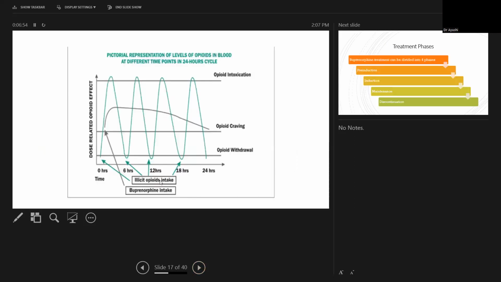Now here we can see when a patient is using opioids, they will either be in opioid intoxication or in opioid withdrawal. But with buprenorphine, the patient will be neither in an intoxicated state nor in withdrawal. It will be in maintenance.